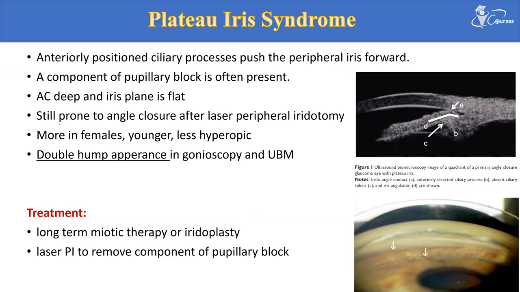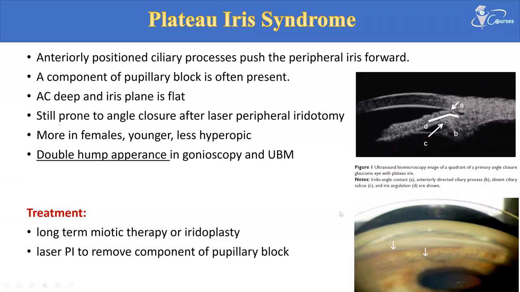The treatment here is long-term miotic therapy. Miotic therapy will pull the iris away from the angle. Or iridoplasty, which is done by making thermal burns at the iris. These burns will cause contraction of the iris and pull the iris away from the angle. Also, those patients could have an element of pupillary block, so the treatment will be to do laser PI to relieve this pupillary block. Okay, clear?